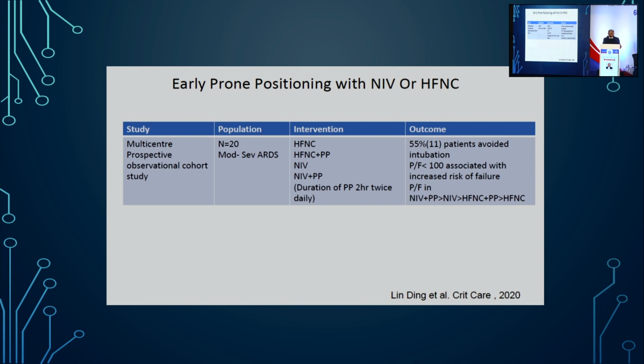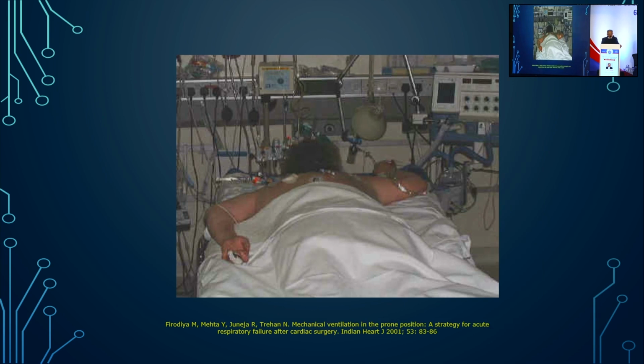But if the PF ratio was less than 100, that means it was a severe ARDS, then there is a high risk of failure. And once there is a risk of failure, then the mortality increases. So as you can see in this, the lowest line here, non-invasive ventilation plus prone ventilation had the best results. This was the first report by us, again in one of the Indian Heart Journal, of prone ventilation in ARDS.